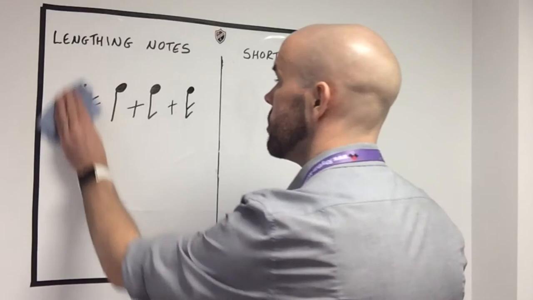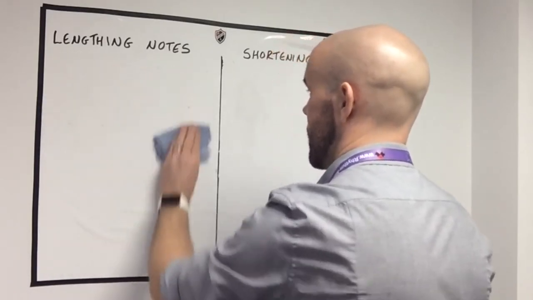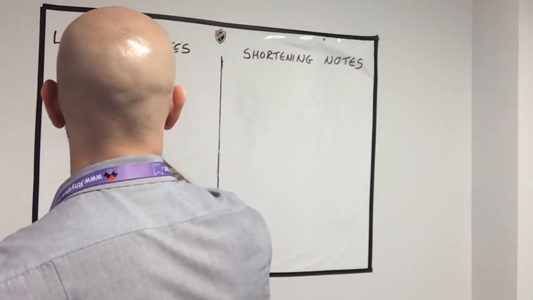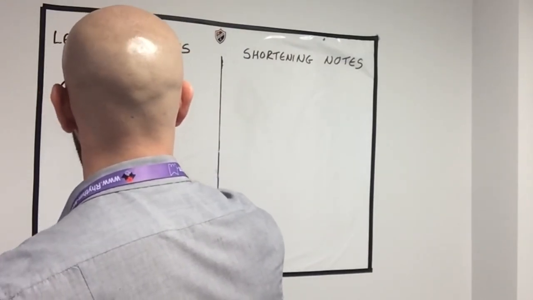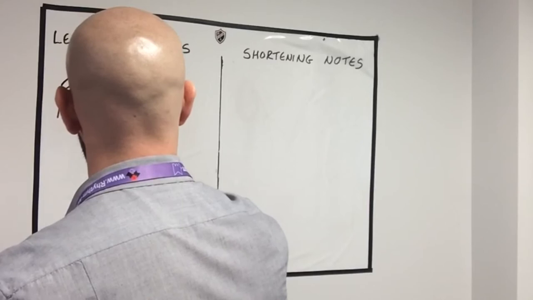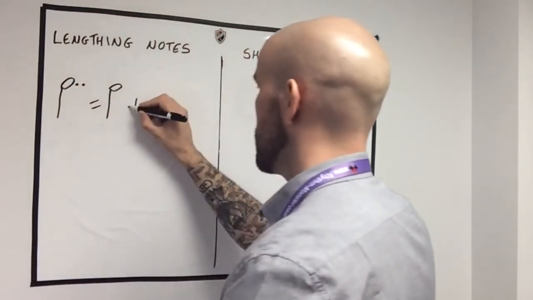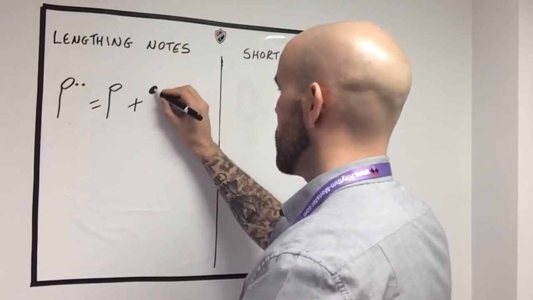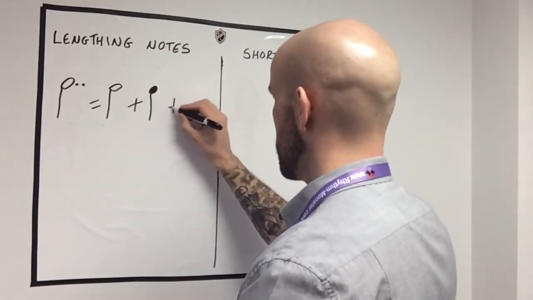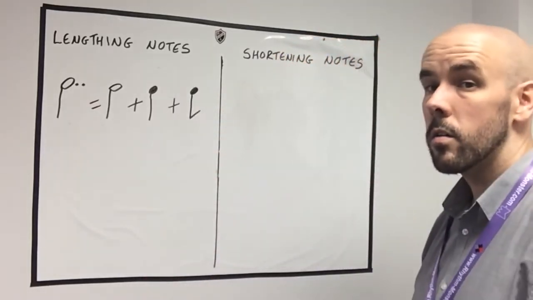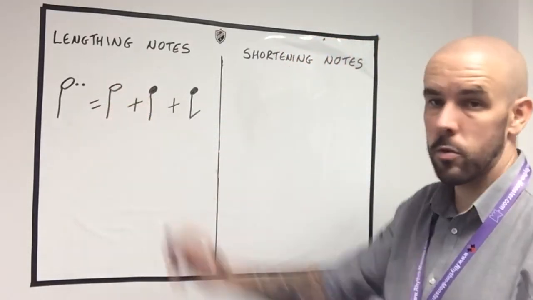And I'll do one more. That's a school bell. Love it, man. We'll do a minim, and we're going to double dot that bad boy. So that's equal to a minim plus half, which is your crotchet, plus half again, which is a quaver. So that's how we deal with double dotted notes.